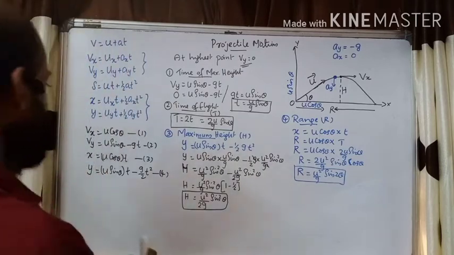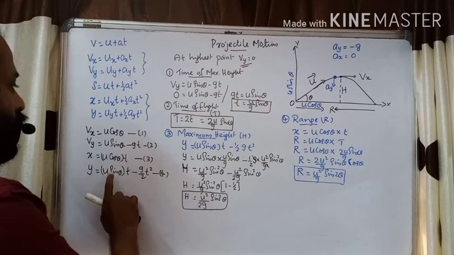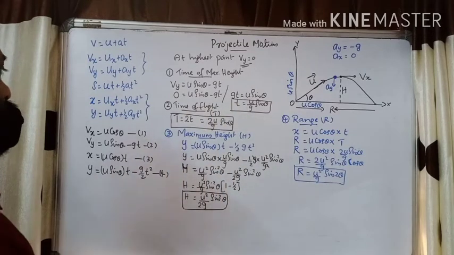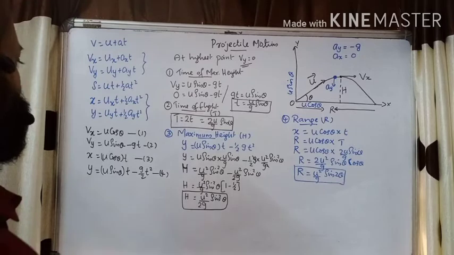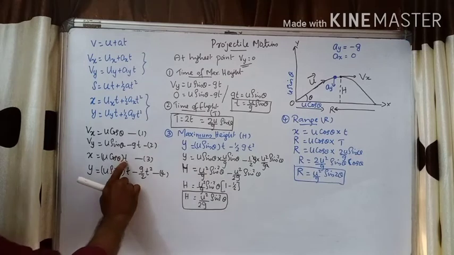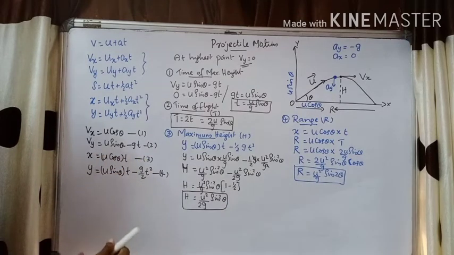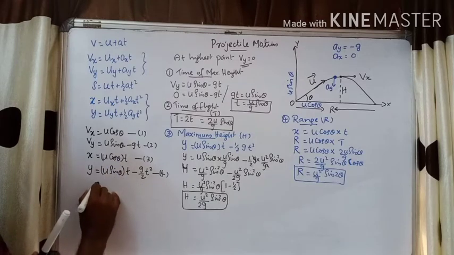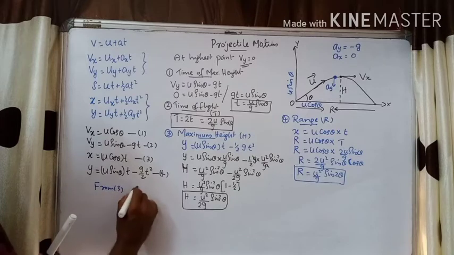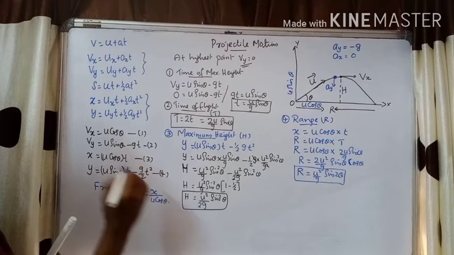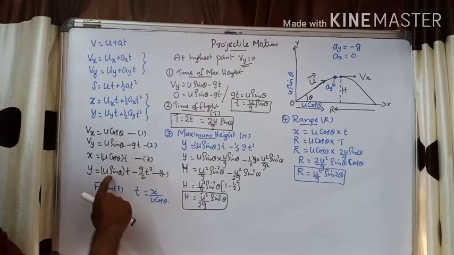So, we take the equation for y. In this y, we have substituted the value of t. But we know that t is equal to u sin theta by g. We can substitute the equation for time. Or from equation 3, we will take the value of t. From equation 3, t is equal to x by u cos theta. Now this we will substitute for t here.